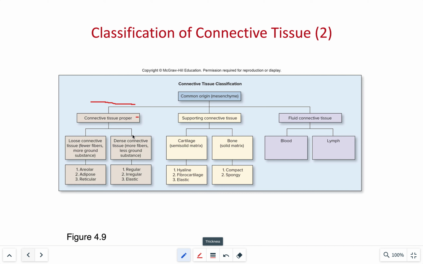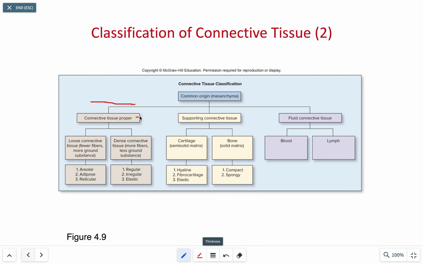They also store energy reserves, especially in the form of lipids. Fat is considered to be the major energy reserve in the body. And finally, they have a function of immune protection, such as leukocytes, which are also called white blood cells.